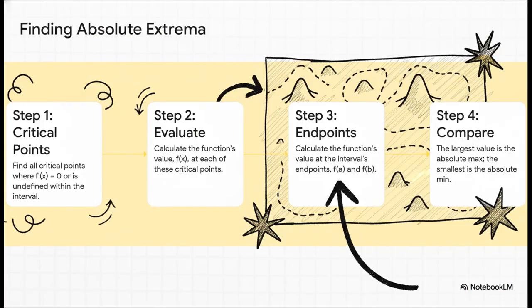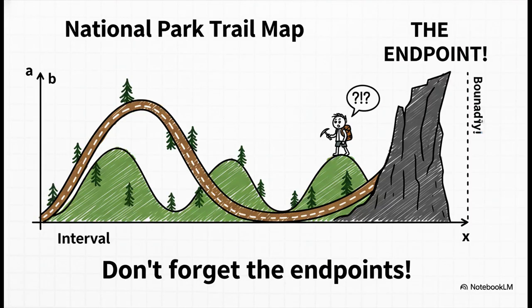Okay, listen up, because this is the part almost everyone forgets. The highest point in the entire landscape might not be a nice, smooth peak. Nope, it could be hiding in plain sight, right at the very edge of the map. You have to check the endpoints of your interval. I'm not kidding. This is probably the number one mistake people make on exams.